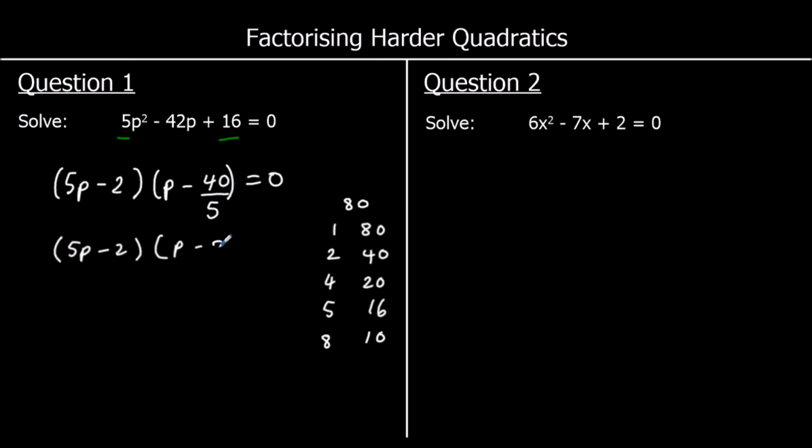So to solve, either the first bracket is equal to 0 or the second bracket is equal to 0. So p would be 2/5 or 8. So 2/5 would make the first bracket 0, 8 would make the second bracket 0.